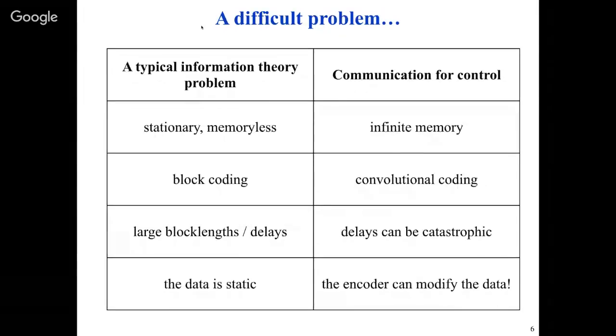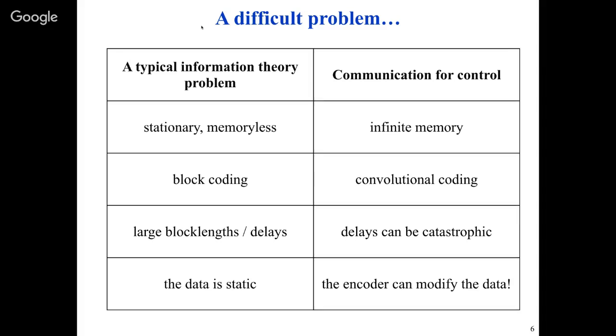And delays, right? In classical information theory, delays can be tolerable, whereas in communication for control, delays are really catastrophic. So if we wait until we can code over large blocks of data symbols, then your drone or your system can spiral out of control. So it's really of paramount importance to be able to code with zero delay.